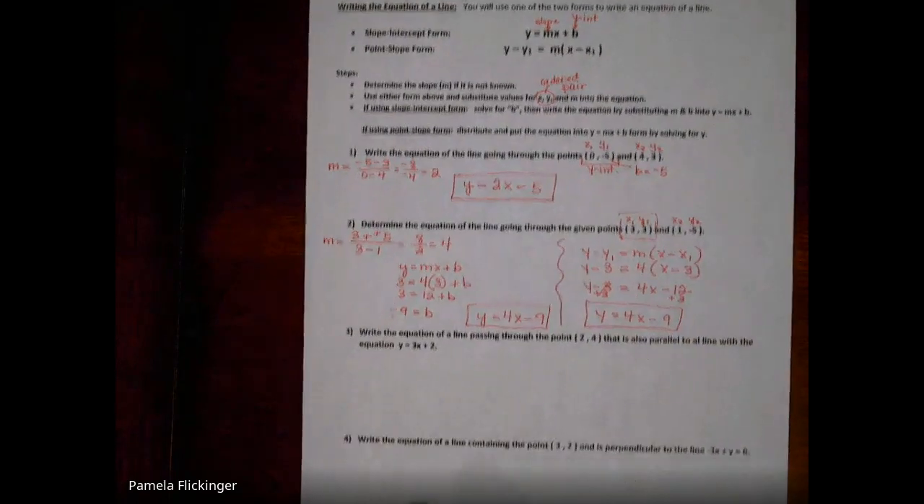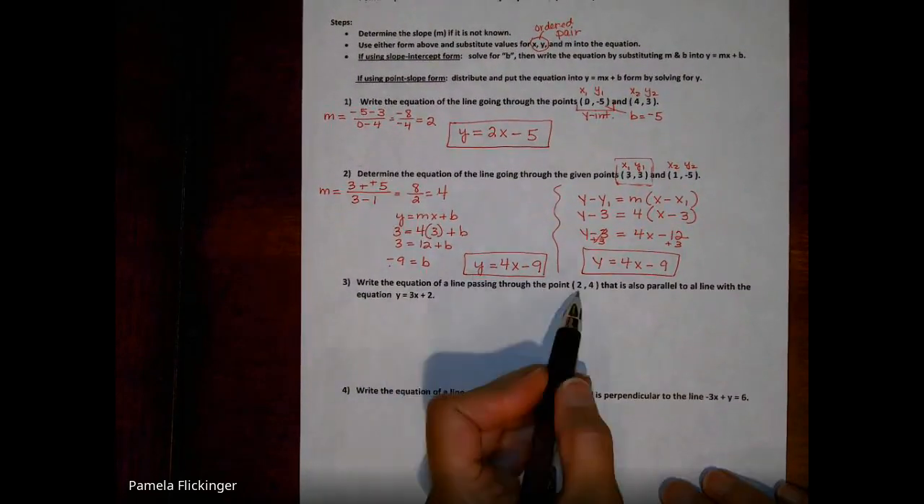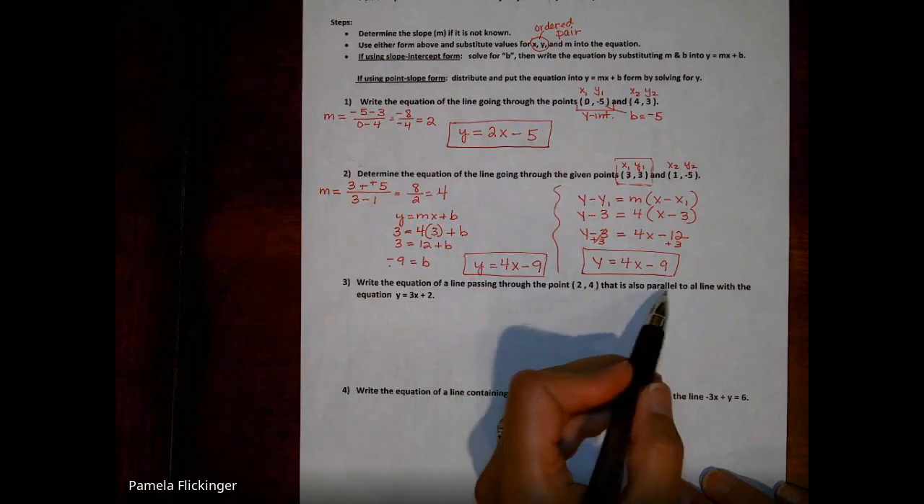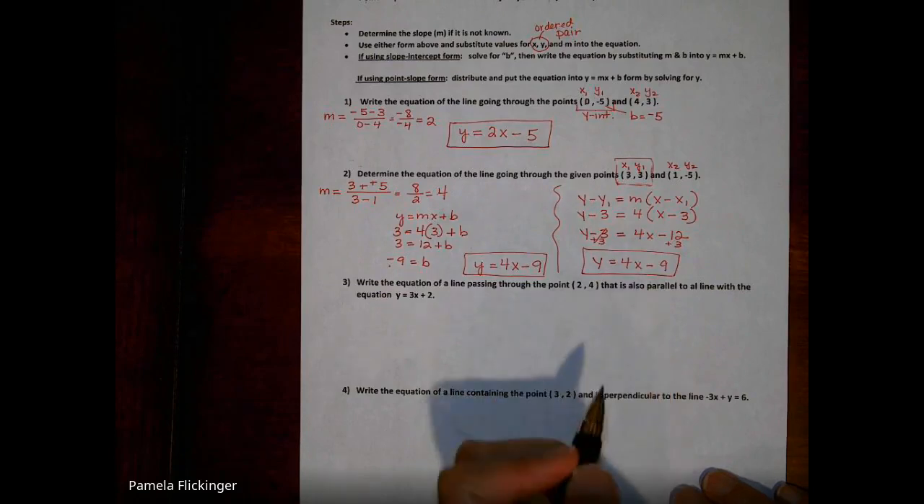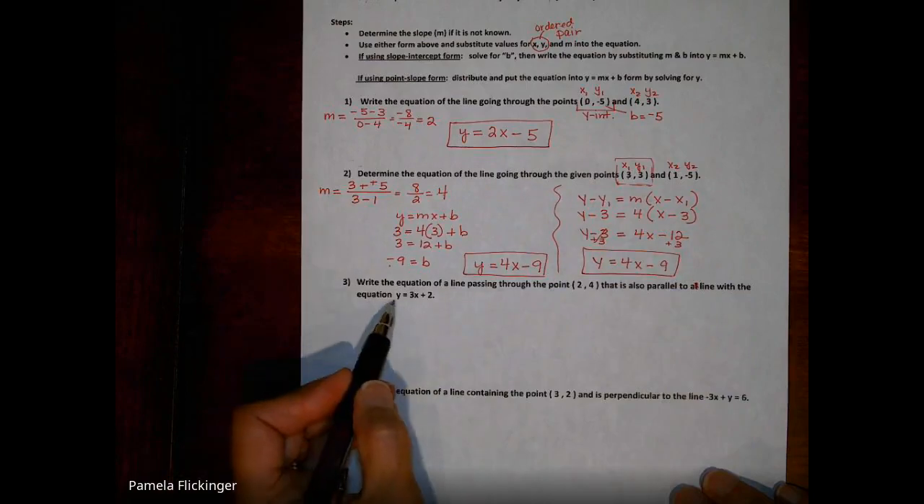Now, let's add this parallel and perpendicular into this situation. So we want to write the equation of a line that passes through this point, 2, 4, and it's parallel to the line, or a line. How about that? A line with the equation y equals 3x plus 2.